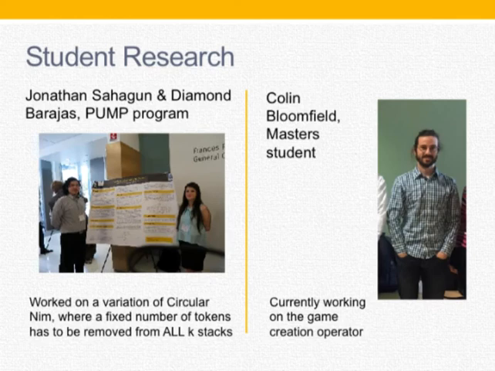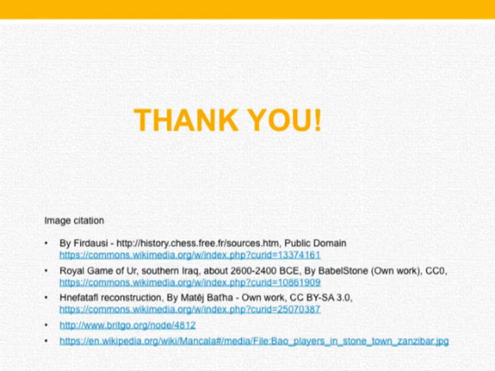It's an area that allows you to get students involved. I have worked with 2 undergraduate students on a variation of circular NIM, and currently I have a graduate student who's working on a slightly different project in combinatorial games.